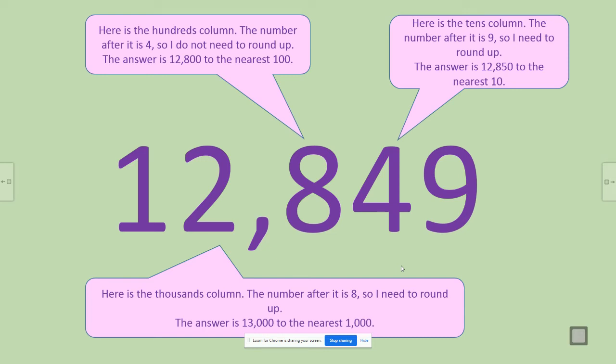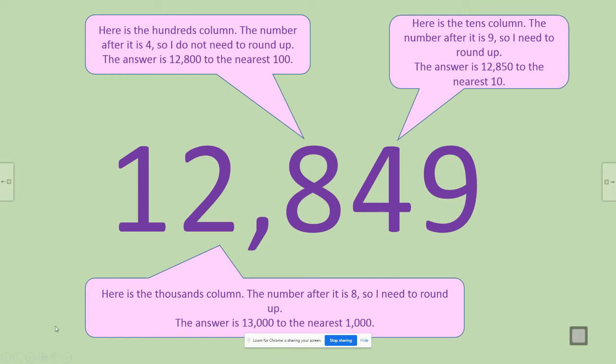But let's not forget, our full number is 12,849. We still need 5 digits in our answer. So the 1 is going to stay the same, but our 2 is going to change to a 3. So rounding to the nearest thousand, 12,849 would be 13,000. Okay? And you can think of it, if we're counting in thousands, it's between 2,000 and 3,000, but it's closer to the 3,000.